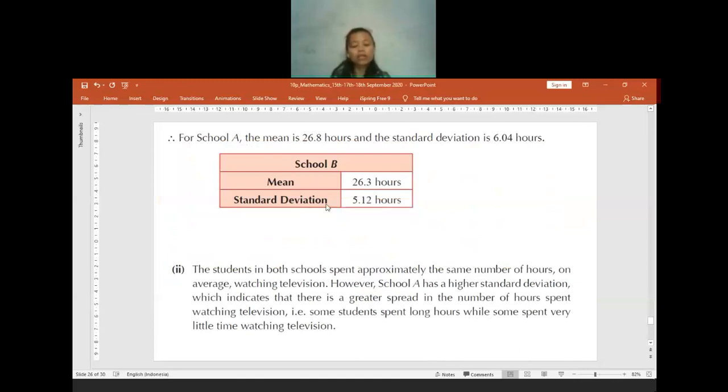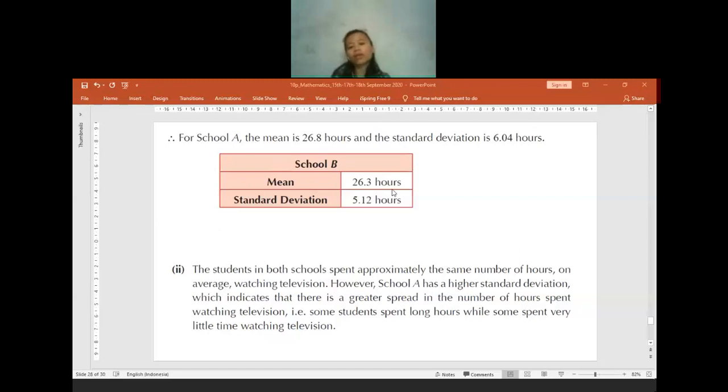So now, this is the answer for question 2. From the question, for school A, we already have the mean, which equals 26.8 hours, and the standard deviation, which is 6.04 hours. For school B, we have the mean, which is 26.3 hours, and the standard deviation is 5.12 hours. So if we compare the mean, school A has a bigger mean.